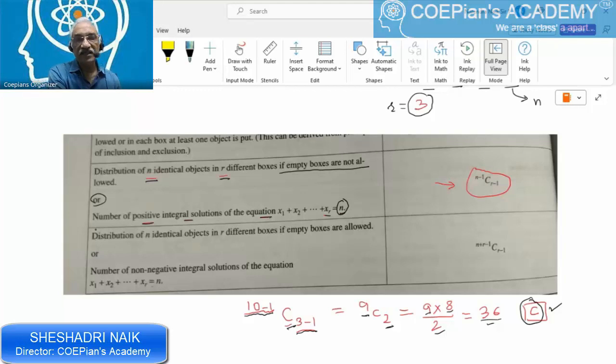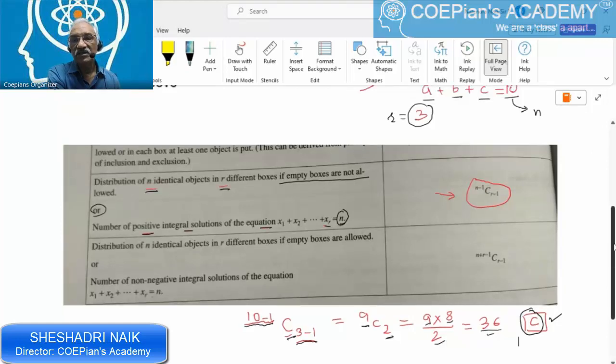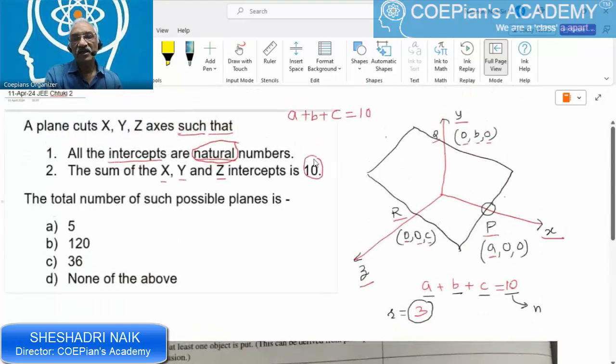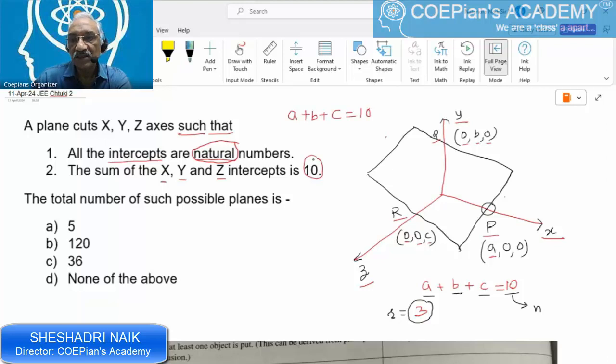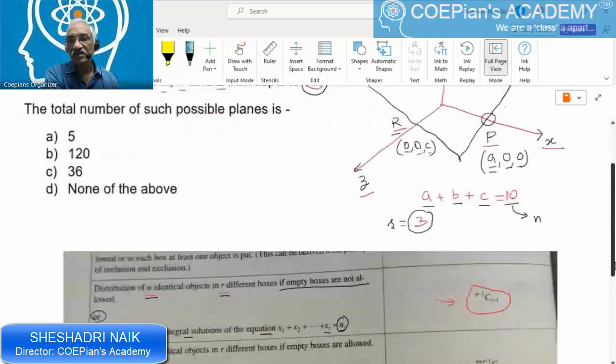Let me quickly take a recap of how we did. We just made a visual picture, then we gave the points of intersection as P, Q and R. P के coordinates थे A, 0, 0. Q के coordinates थे 0, B, 0 और R के coordinates थे 0, 0 and C. So the constraint that we were given is A plus B plus C as per this particular condition given in the problem.